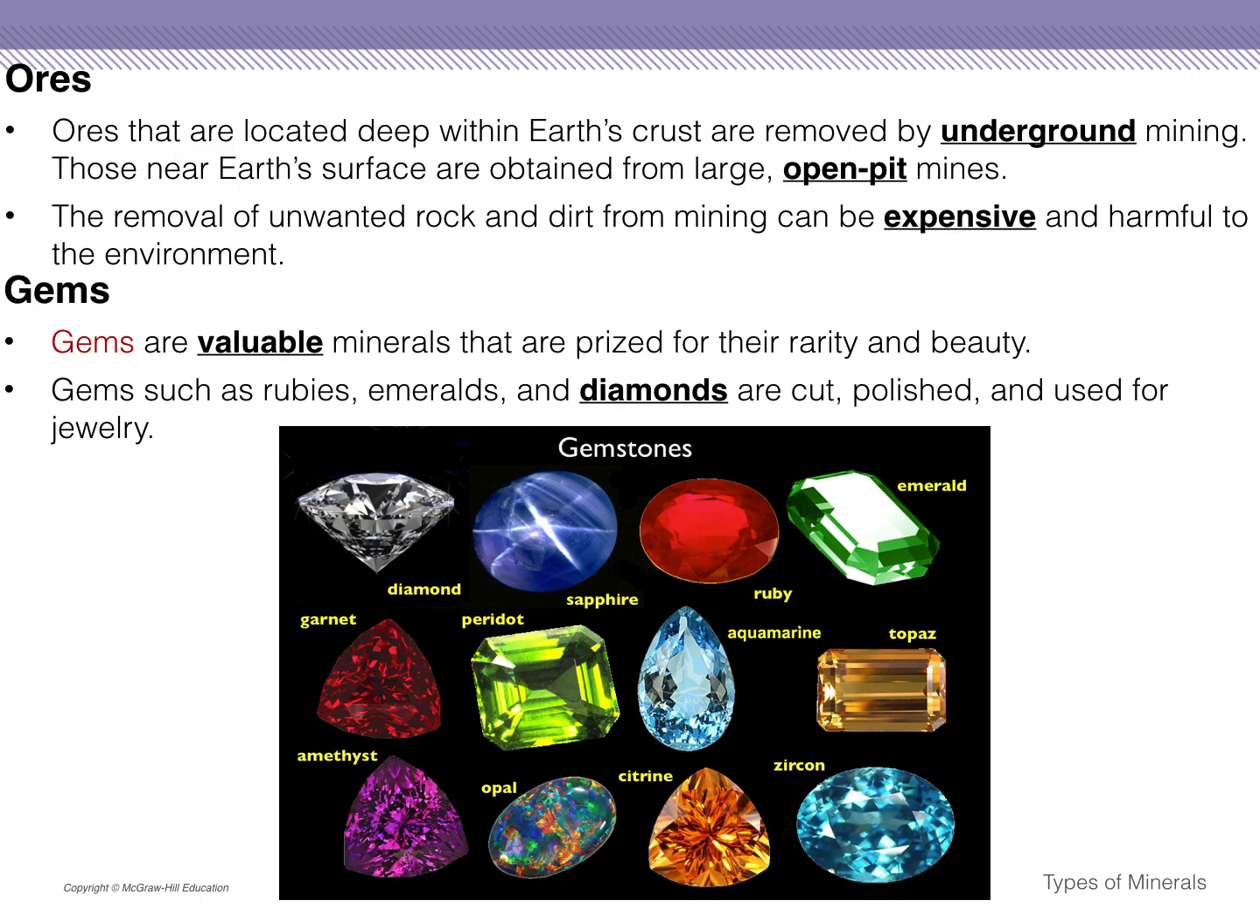The last one is gems. Gems are valuable minerals that are prized for their rarity and beauty. Such gems as rubies, emeralds, and diamonds are cut and polished and used for jewelry. As you look down there, you see several types of minerals that are considered gems because the gemstones are then used in jewelry.